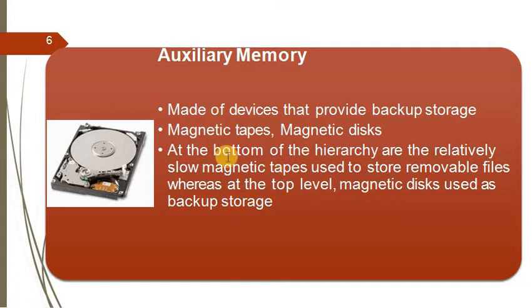So auxiliary memory means providing backup storage. What are the things they use? One is magnetic tapes and another one is magnetic disks. At the bottom of the hierarchy are the relatively slow magnetic tapes. At the top level, magnetic disks are used for backup storage.